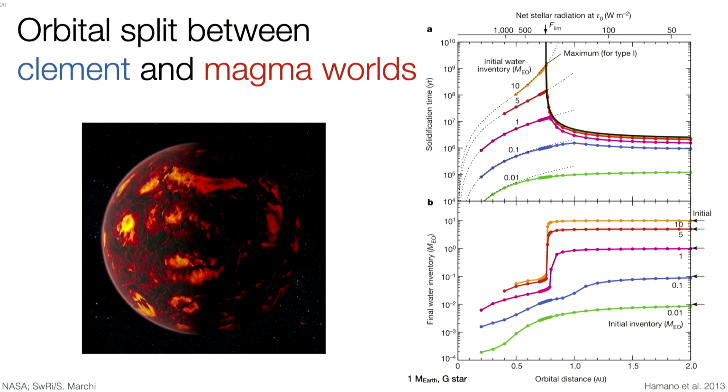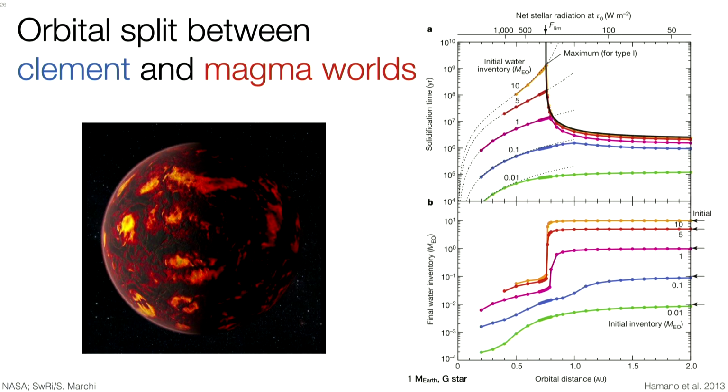This important paper actually appeared 10 years ago, in the same year when Protostars and Planets 6 was happening. And during the last 10 years, this community has tried to understand the concepts and the underlying effects of this process here. So what is this? Let me explain it. What you see is the outcome of magma ocean crystallization simulations. You see orbital distance in astronomical units for a G-type star and an Earth-sized planet.